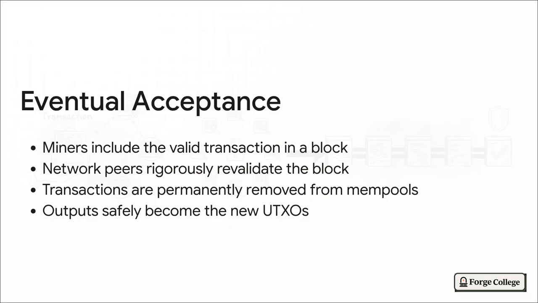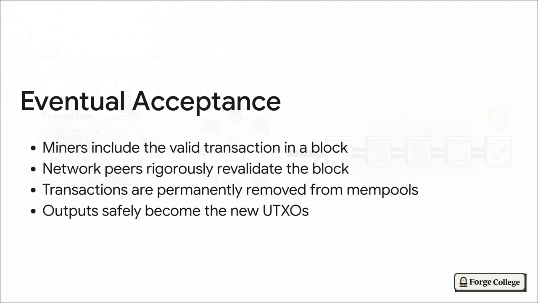So our traveler has survived the paperwork, the UTXO check, the biometric scanner, and the customs fee policies. Now we guide them to the very last stage of the journey, being stamped into the official registry. This is where eventual acceptance actually happens. A miner pulls the transaction from the mempool and stamps it into a block.